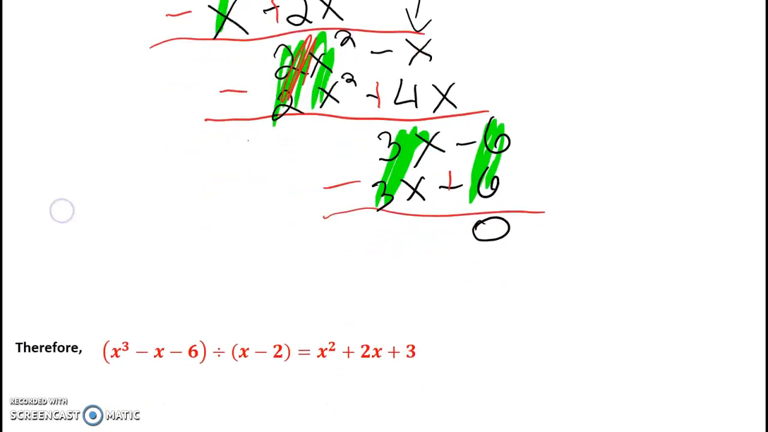Therefore, x cubed minus x minus 6 divided by x minus 2 leaves us with a trinomial of x squared plus 2x plus 3. I hope that was clear.